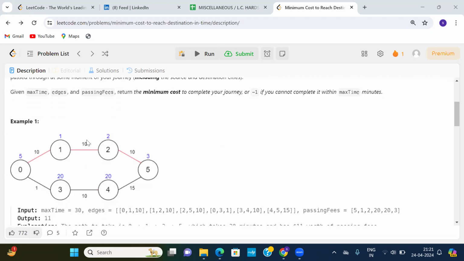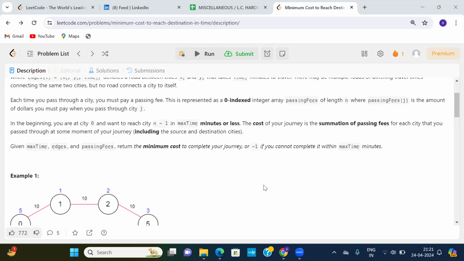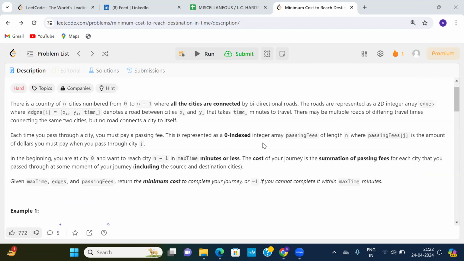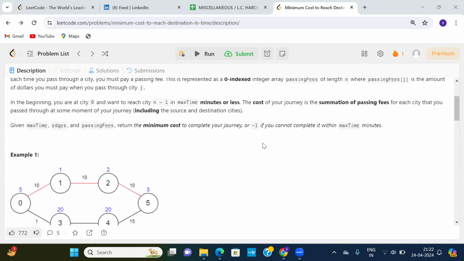We are given these nodes, which are supposed to be cities in this particular question. The edges connecting them represent the time it takes to travel from city 0 to city 1 to city 2, and so on. And the number written in blue color is the amount of cost that you need to spend while passing through that particular city. That is the passing fee.